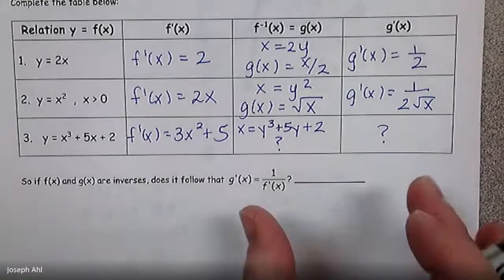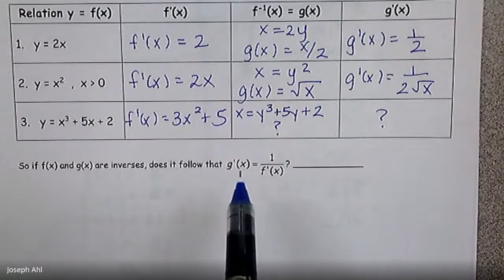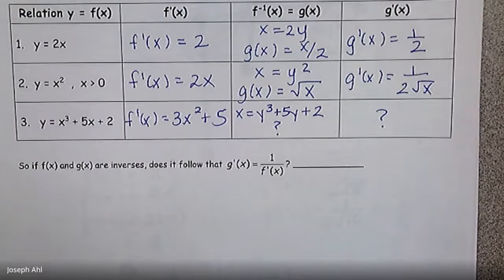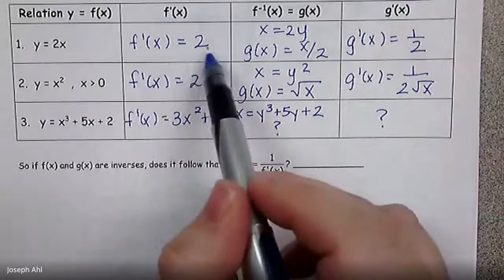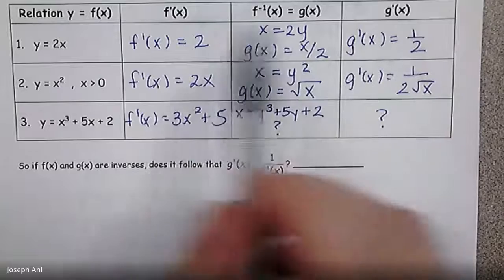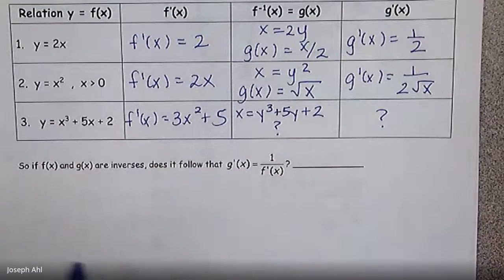So let's talk about if f of x and g of x are inverses, does it follow that g prime is 1 over f prime? So are the values here simply just the reciprocals? It kind of looks like that way for number 1, like f prime is 2, and then g prime is 1/2. And that would always be true for the function y equals 2x. Is that going to necessarily hold true for example 2?